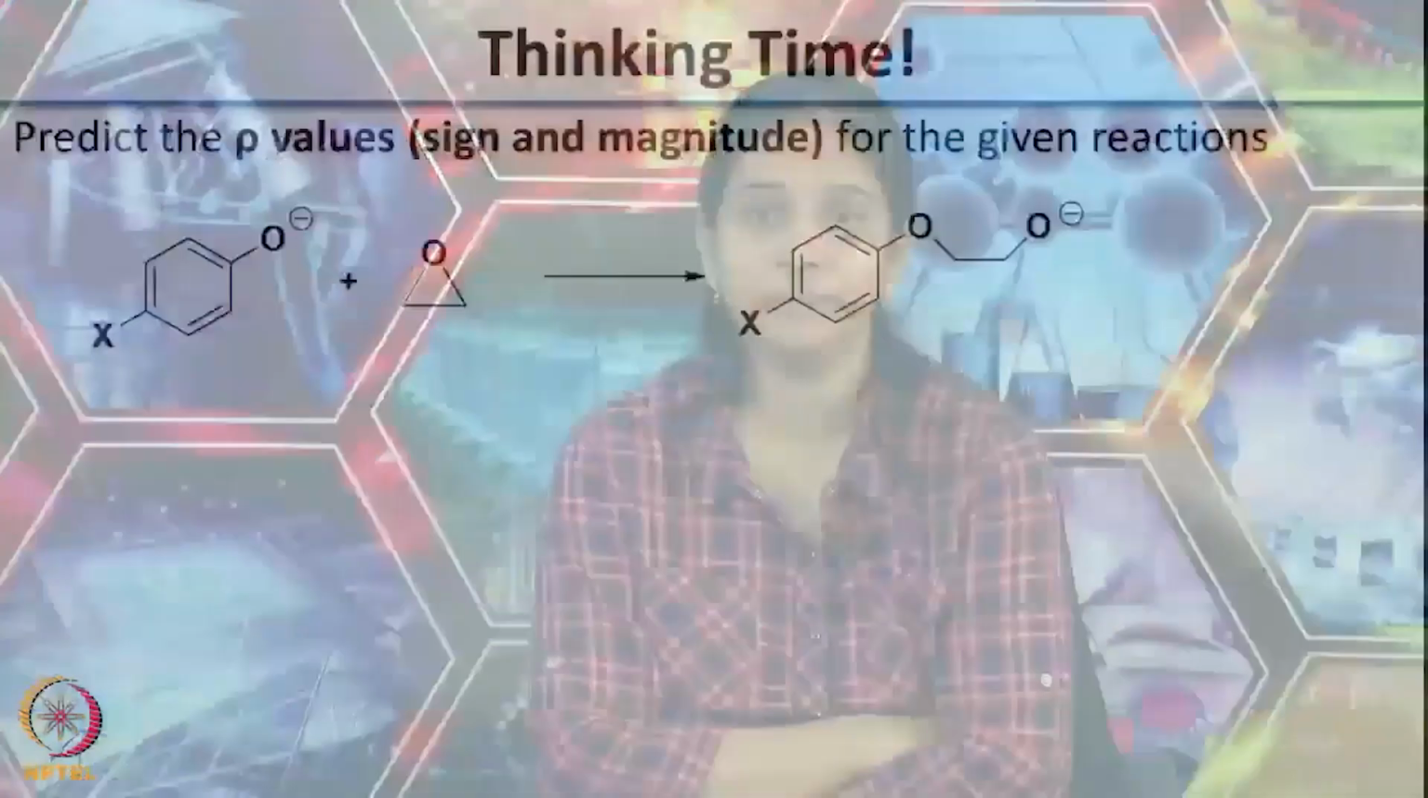So, the essence of what I am saying here is Hammett plots are extremely valuable, kinetics is extremely valuable, but before you design your experiment you have to be extremely systematic and draw the mechanisms so that you know what information you can get from the experiment that you are doing. So, now let us think again. I am giving you a reaction here and I would like you to predict the rho value, the sign and the magnitude for the given reaction.